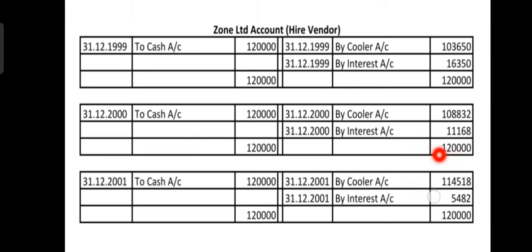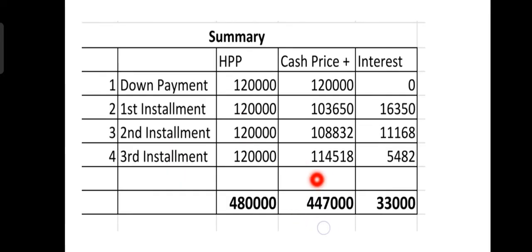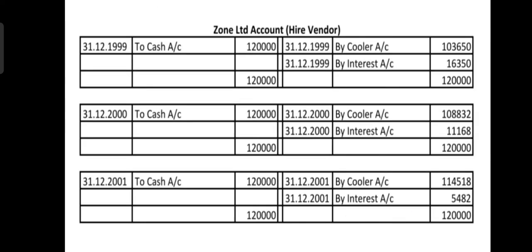And the total amount payable is 1,20,000, and now at the end of the year we paid the second installment to the hire vendor, that is 1,20,000. So this is the total amount payable and this is the total amount paid. There the account is going to end. The same happens for the third year, that is for 2001. Total installment paid is 1,20,000. Out of that 1,20,000, this is for the asset 1,14,518, and this is for the interest 5,482. This we need to record under credit side. Total 1,20,000 payable, and we paid at the end of the year 1,20,000.